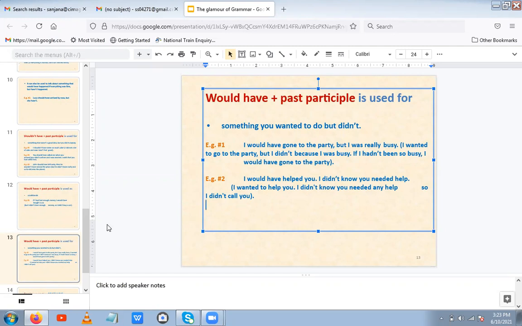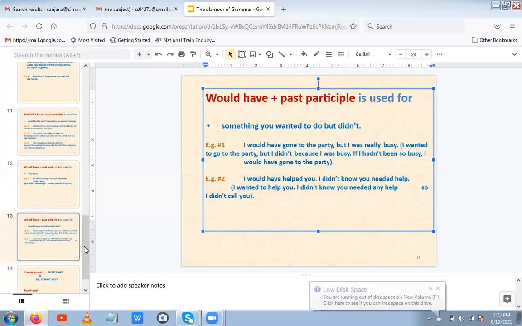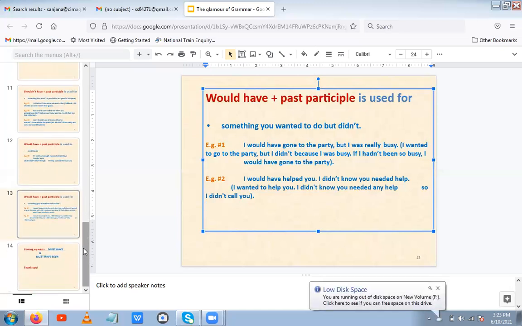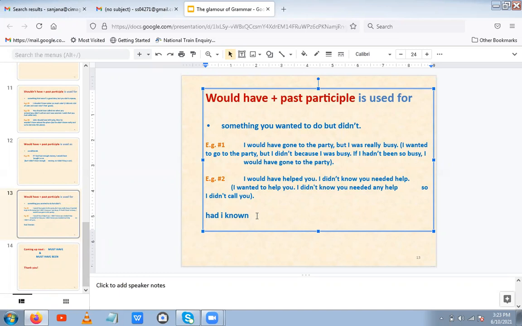So would have sentences can be made like this: had I known that you needed help, I would have helped you. Had I known you needed help, I would have helped you. Or simply, had I known, I would have helped you.